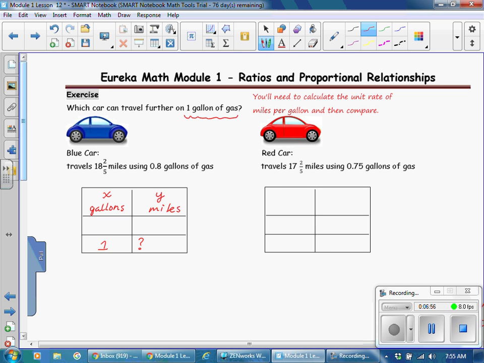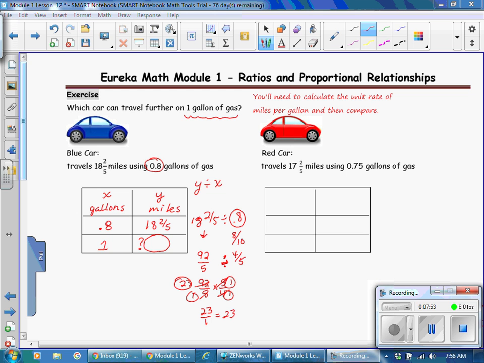Then we know that there are 0.8 gallons of gas, and we know that that will take us 18 2/5 miles. And what we want to calculate is the unit rate. And we know that the unit rate is Y divided by X. So we have 18 2/5 divided by 0.8. Now, in order to do that division, you want to convert 0.8 to a fraction. So we know that 0.8 is equal to 8/10 because of place value. And in simplest form, this is 4/5. Now pause the video and convert 18 2/5 to an improper fraction, and then divide your fractions. Remember to multiply by the reciprocal.